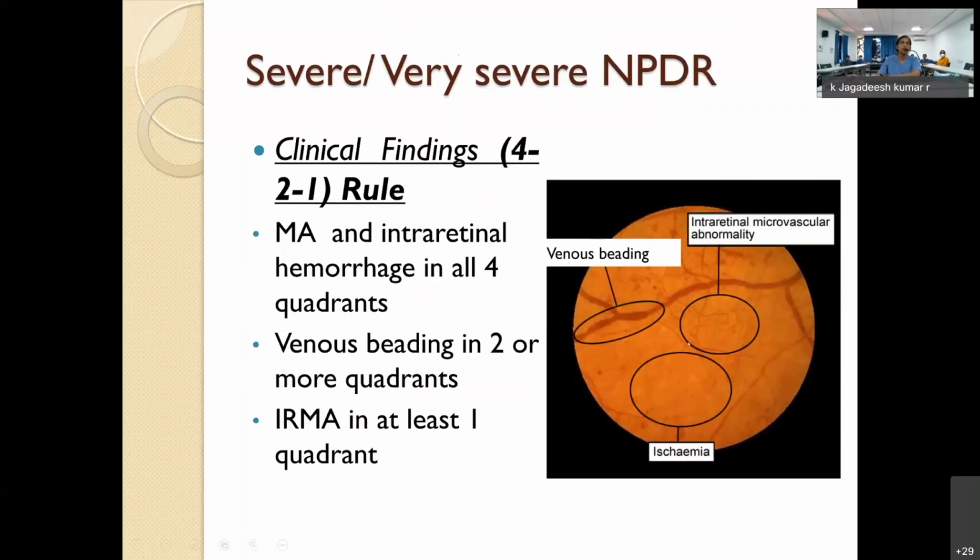some vessels which are abnormal, which are arborizing. There is no definite pattern to it, which we call an intraretinal microvascular abnormality. So there's a 4-2-1 rule: if you have hemorrhages and microaneurysms in all 4 quadrants, if there is venous beading in 2 quadrants, or if there are these intraretinal microvascular abnormalities in at least 1 quadrant, it could contribute to a severe or a very severe NPDR.